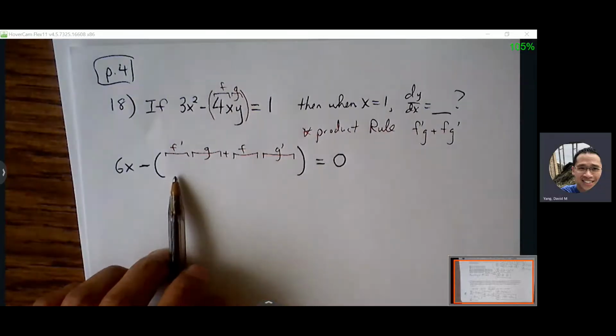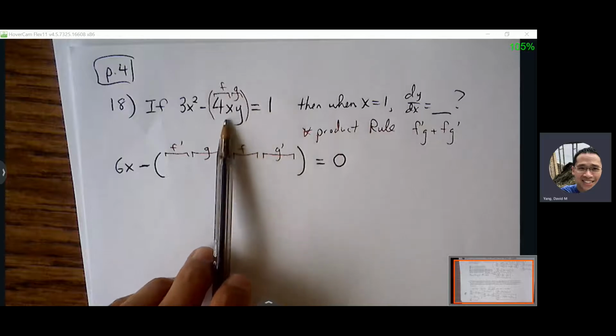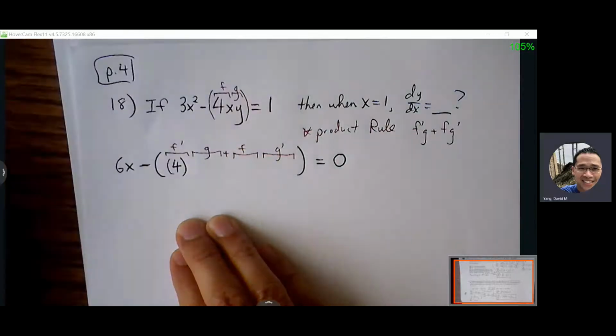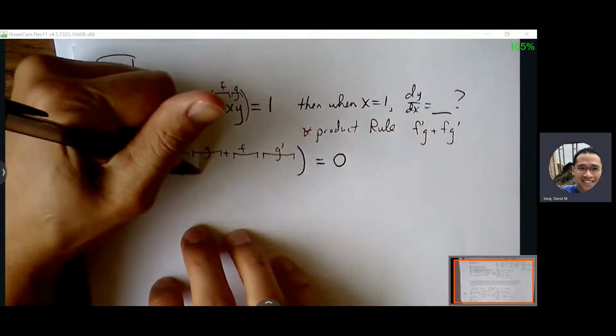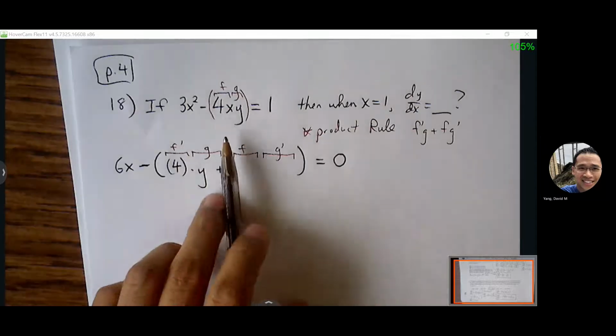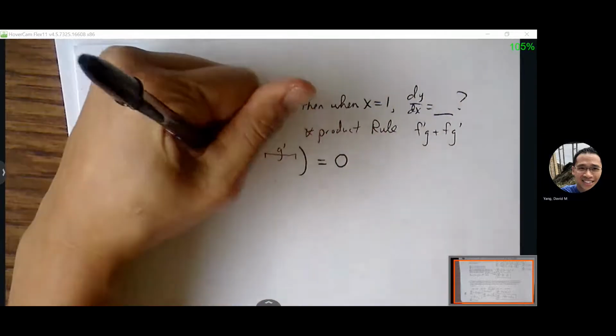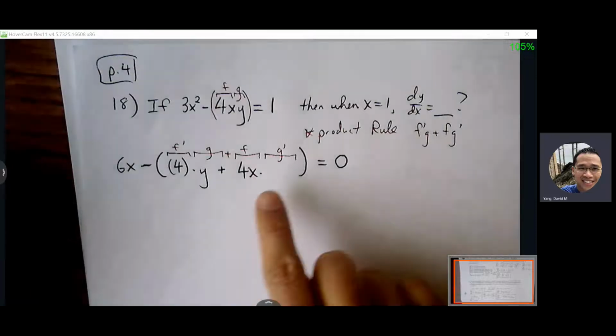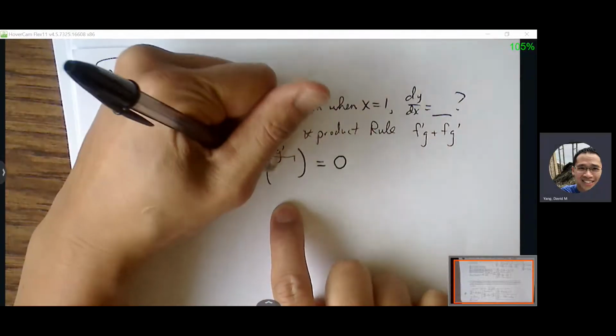Okay, let's go through our derivative rules here. So f prime g, 4x becomes 4. g stays as y. Back to f. And then g prime. So y's derivative is what? Yeah, 1 dy dx.